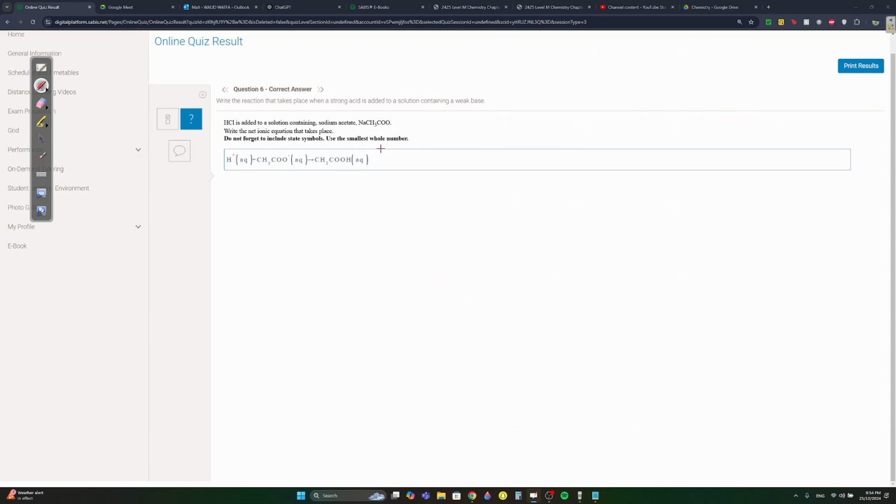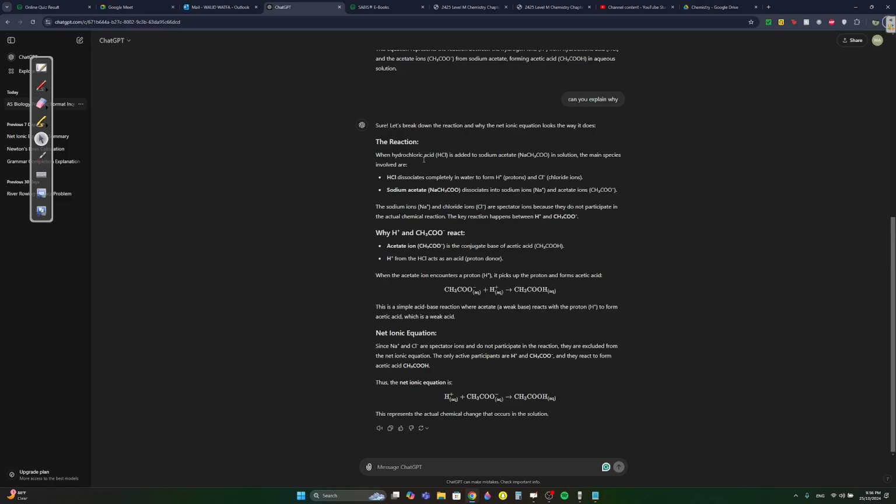Ooh, let me ask ChatGPT. So this is what ChatGPT said. I don't really get what's happening here. Okay, basically it said this, and this makes sense. I think what they're trying to say is the sodium ions, Na plus, and chloride ions are spectator ions because they do not participate in the actual chemical reaction. Okay.